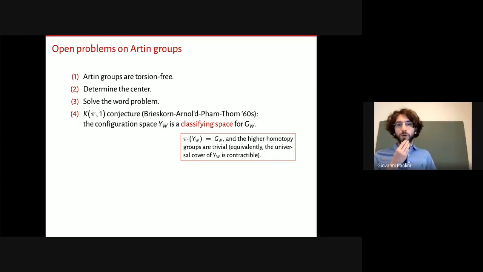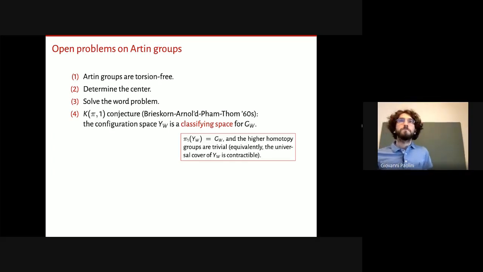And for our purposes here, one reason why this conjecture is interesting is that it actually implies the first point here. It implies that Artin groups are torsion-free. And this is because the configuration space YW is finite dimensional. So its homology is finite dimensional. It's like it vanishes after a certain point. And it is a classical result in group theory that this implies that there should be no torsion in the group.